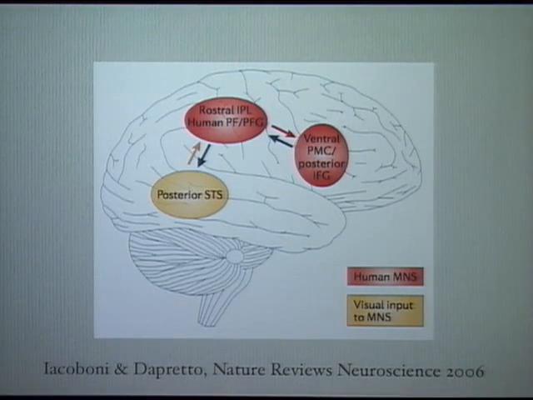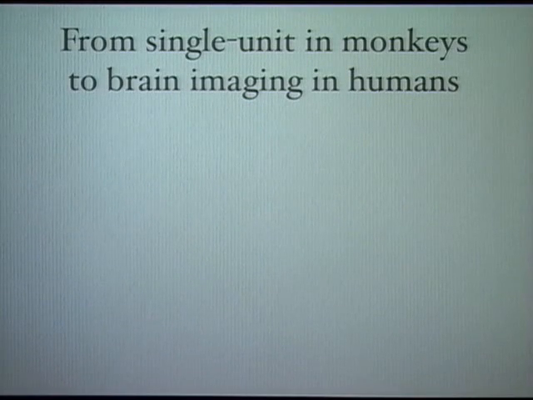And so this is, again, a picture of the whole system. The two red areas are the human mirror neuron areas, and the yellow one is the visual input to the system. So far, so good. However, none of these data in the human brain go to the resolution of a single cell. And something amazing, I think, happened in the last 2 or 3 years.